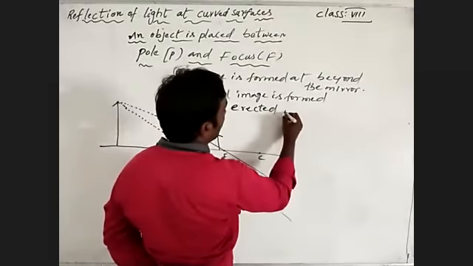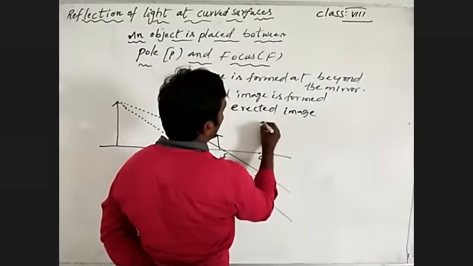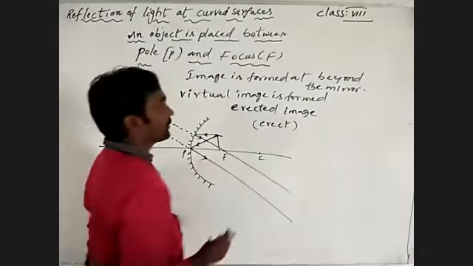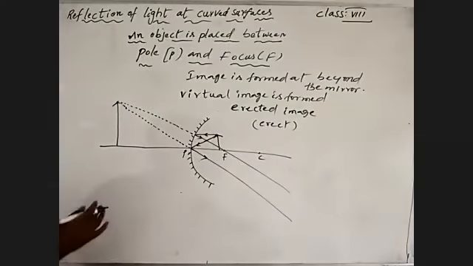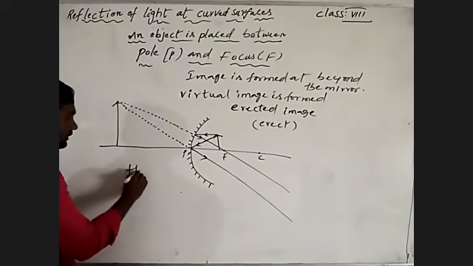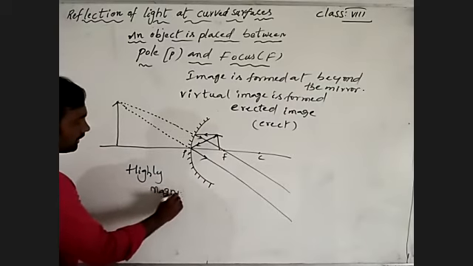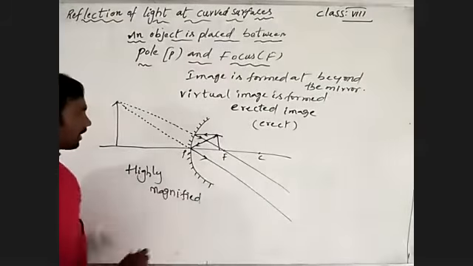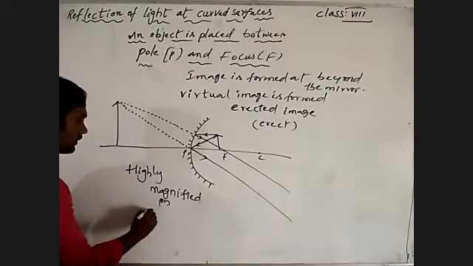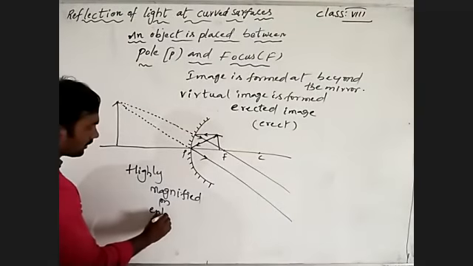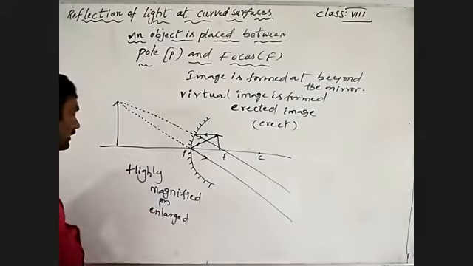Erect image means vertical. And what is the character? Highly magnified, or highly enlarged. Highly enlarged means what happened?